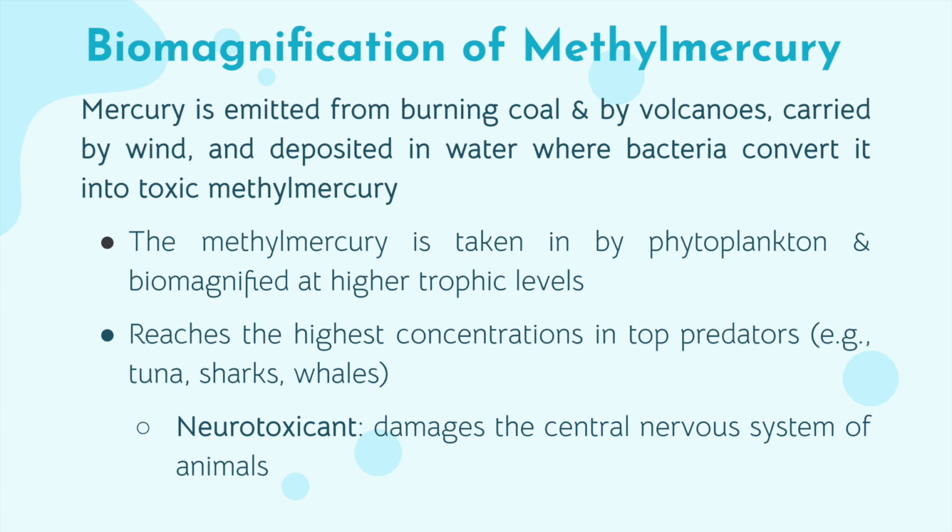It is naturally emitted from volcanoes, but it's also input into the environment anthropogenically by burning coal. It's carried by wind and deposited in water, and this is where the mercury becomes an issue, because while in the water, bacteria are going to convert it to toxic methylmercury. The methylmercury is then again taken in by phytoplankton and biomagnified all the way up to higher trophic levels. It reaches the highest concentration in top predators of our aquatic ecosystems like tuna, sharks, and whales. And this methylmercury is a neurotoxicant, meaning it damages the central nervous system of animals.